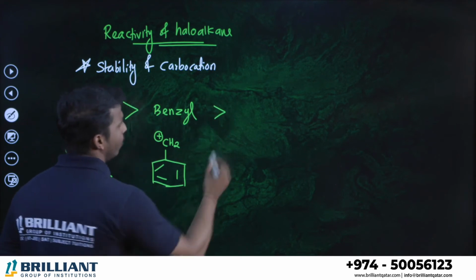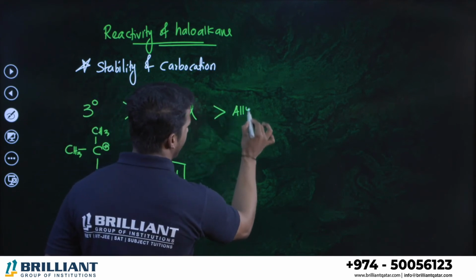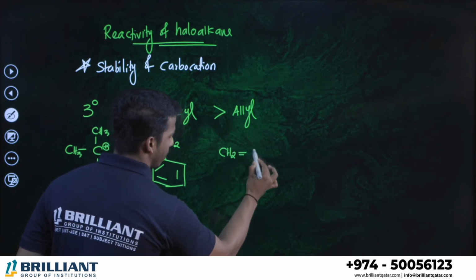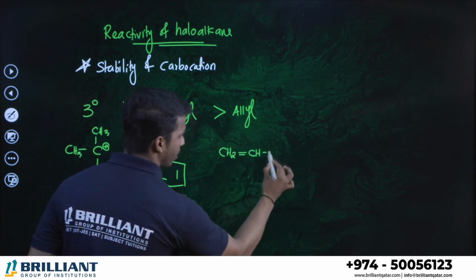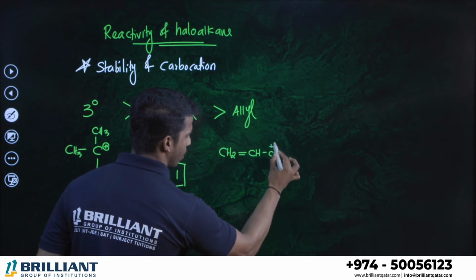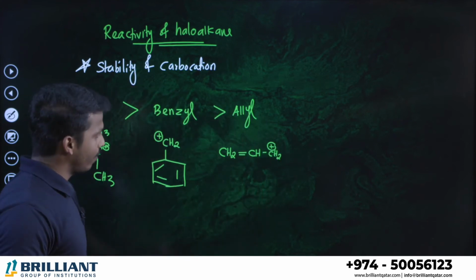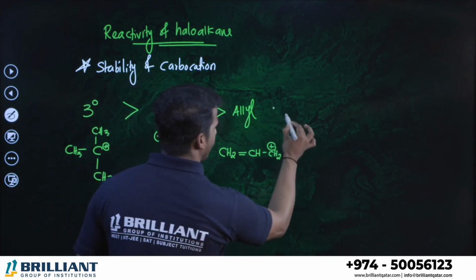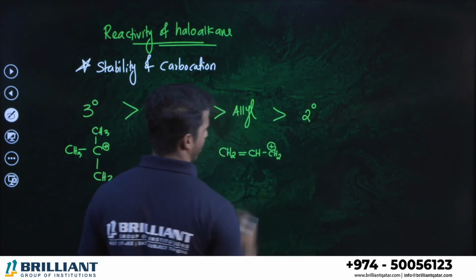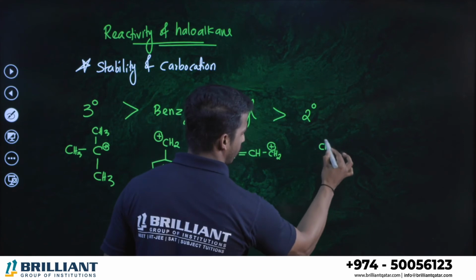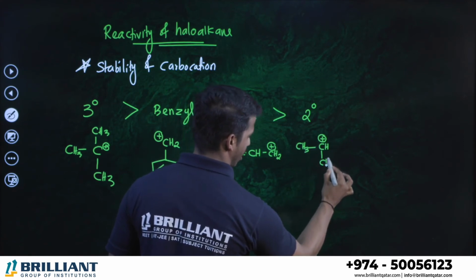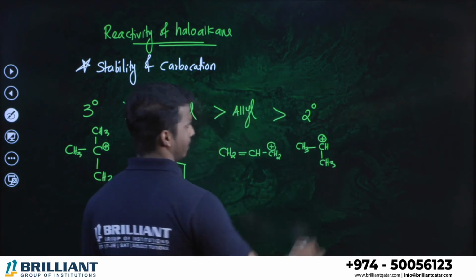After that, we can go for allyl carbocation. What is allyl? The allyl group is CH2 double bond CH single bond CH2. This is called the allyl group. If it has a carbocation, this is called allyl carbocation. After that, we have secondary carbocation. What is a secondary carbocation? The carbocation connected to 2 carbon atoms is called secondary.